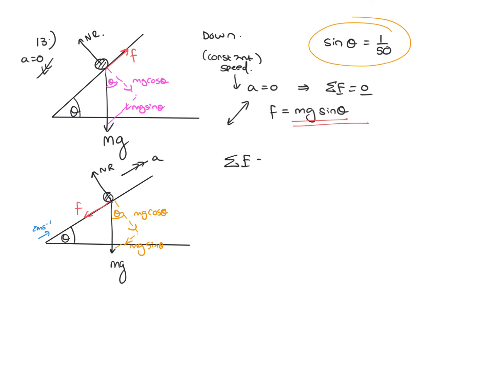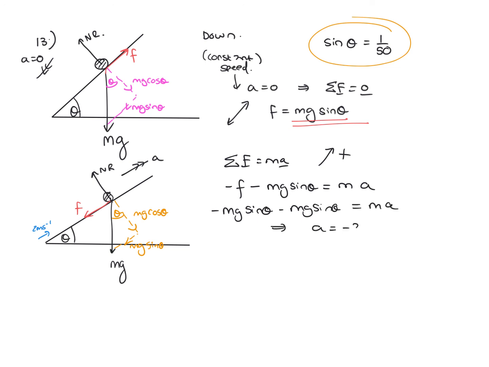So this time, if I use F equals ma, taking up the slope as positive, well, I have no components going up the slope, but I have minus F minus mg sine theta equals ma. So that's minus mg sine theta minus mg sine theta equals ma. So that then gives me a equals negative 2g sine theta. And of course, I can then use this value of theta up here. So that's minus 2g over 50 or minus g over 25. So I've now got my acceleration.